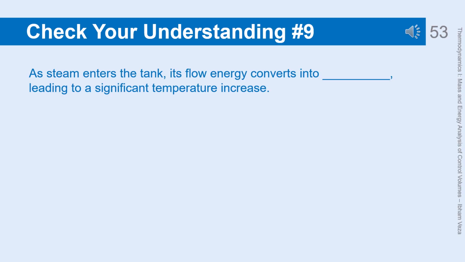Check your understanding number 9. This question emphasizes the mechanism of energy form transformation when steam enters a tank. The focus is on the conversion of flow energy into internal energy. Without understanding this concept, the temperature rise would seem confusing. This is a very good example to reinforce the understanding of energy conservation. This process is also relevant in many industrial applications.